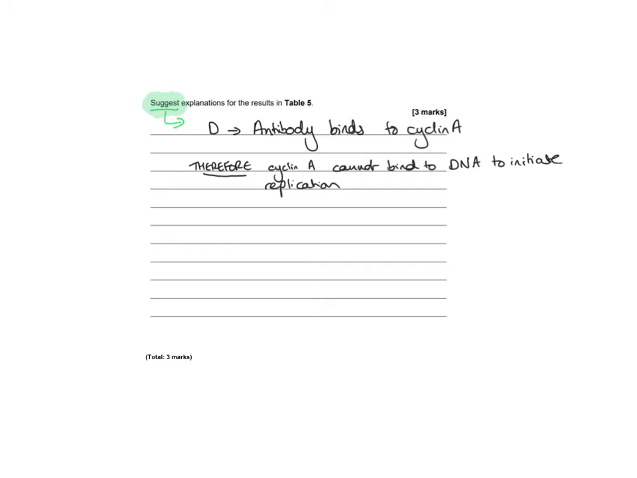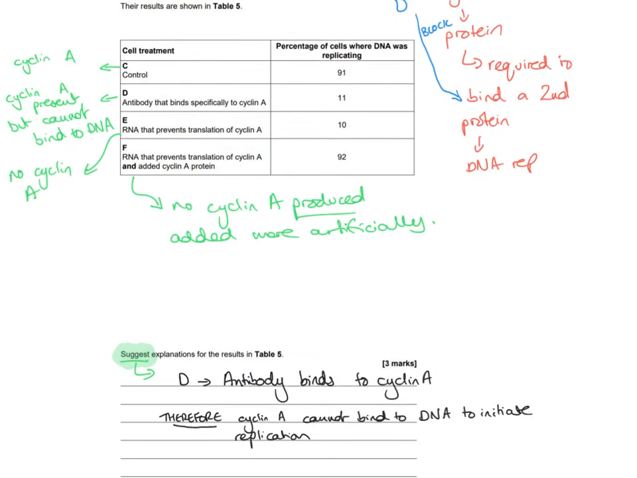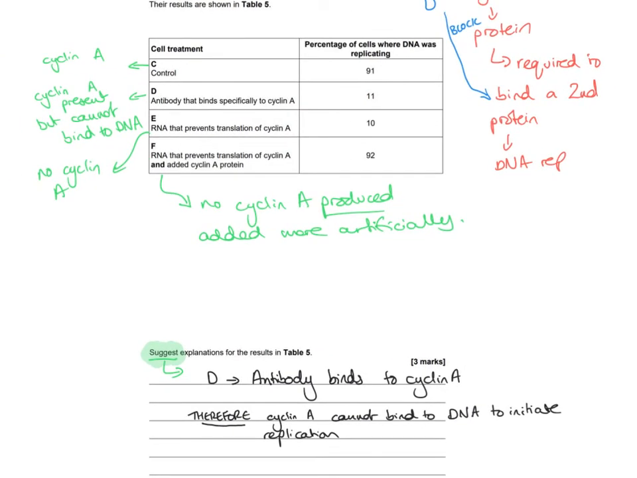So in D, we're saying that the antibody binds to cyclin A. You don't get any marks for that because that's in the box. But then I've got to say why. So therefore helps remind me that I need to explain this. If that antibody is binding to cyclin A, that means that cyclin A cannot then bind to DNA because it's got a protein bound to it. And we know from our study of things like enzymes that a protein binding to another protein could alter the shape of that protein, and therefore cyclin A can no longer bind to the DNA. So my explanation is telling me why that antibody binding to cyclin A has reduced that DNA replication so much.